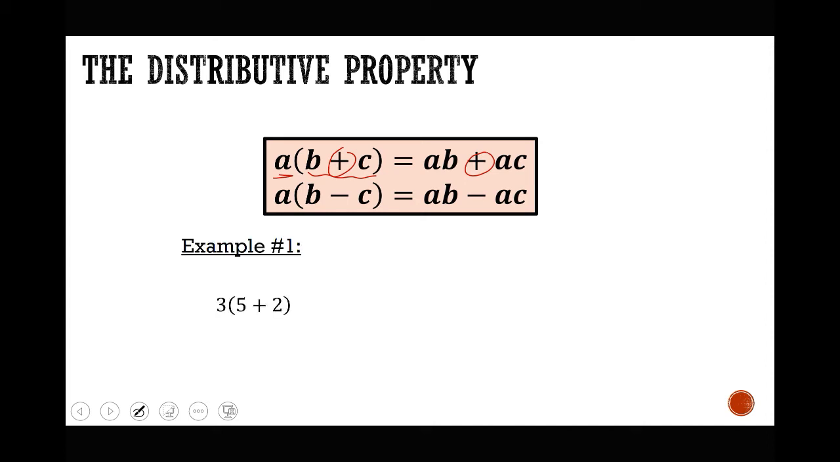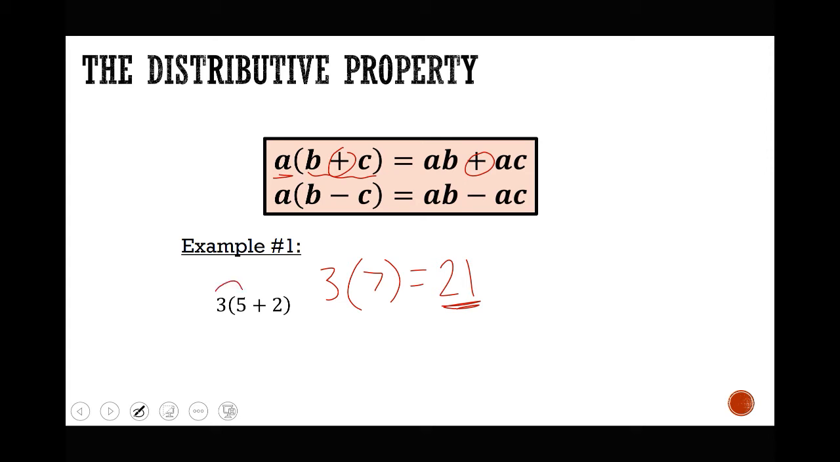Okay, so first example, we have 3 times the quantity of 5 plus 2. Now, if we followed order of operations here, we know that this is the same as 3 times 5 plus 2, which is 7. And so that should give me 21. Right, so when I do this, I should get an answer of 21, but I'm going to show you the distributive property with this problem.